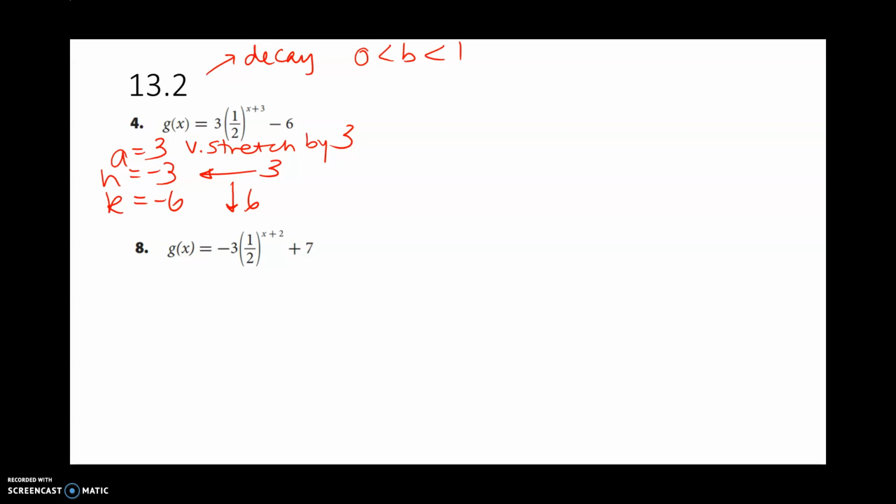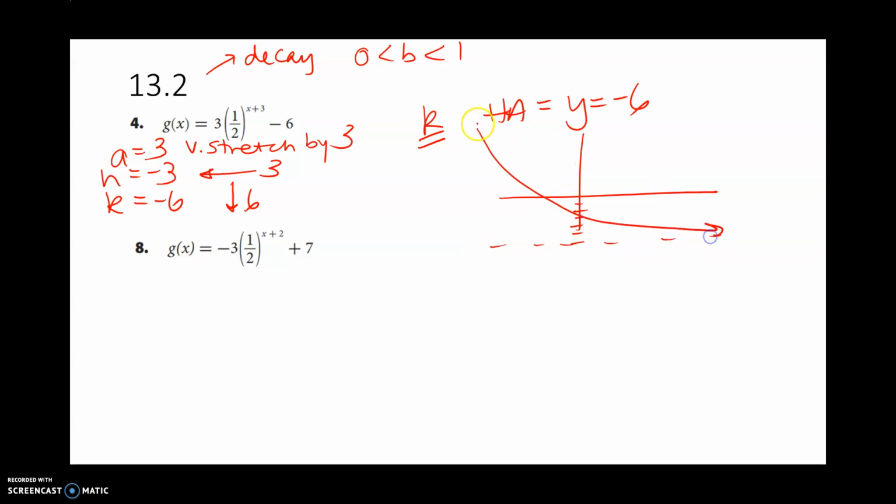Trying to make sure we look at the directions here. Number 4 is, describe it, and then give the domain and range. Well, guys, K is important. It tells us the horizontal asymptote, doesn't it? So your horizontal asymptote is y equals -6. If you graph this, it's going to be something like this, and it's a decay. It's doing something like this. So domain is always all real numbers. Range is going to be from -6 to infinity. And our horizontal asymptote is -6.